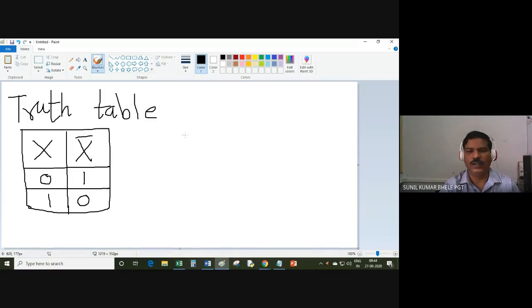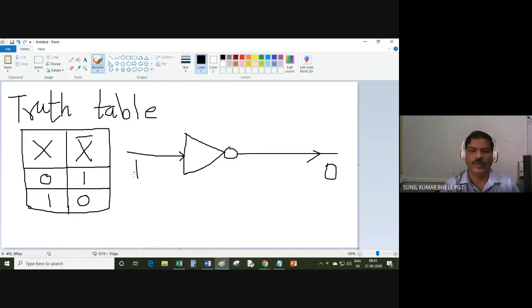Actually, you know the symbol is like this, a triangle shape and one circle, and this is the output and this is the input. So if the input is 1, then output will be 0. If input is 0, output will be 1. So draw this truth table in your notebook.